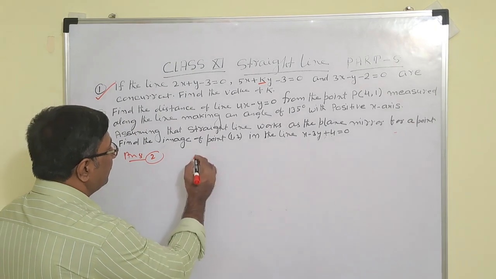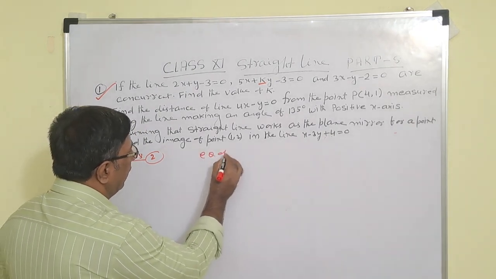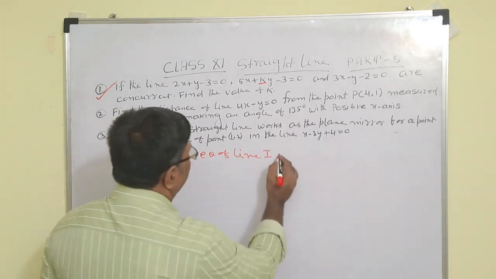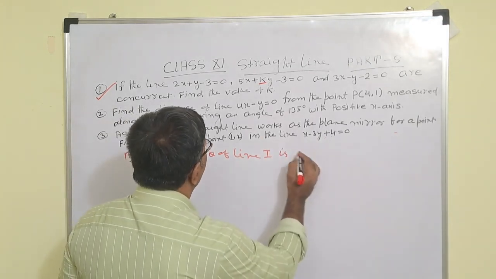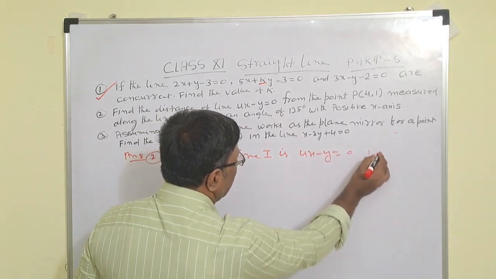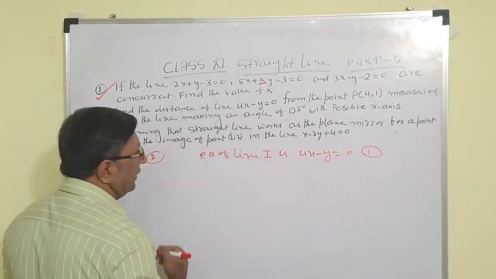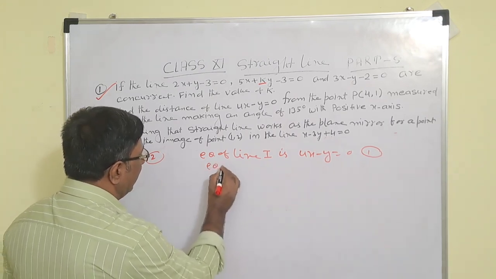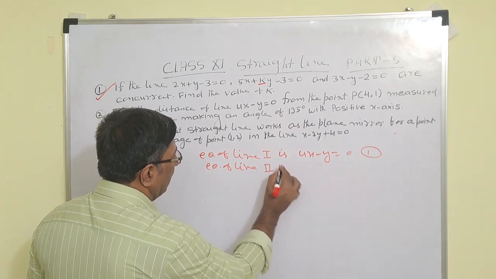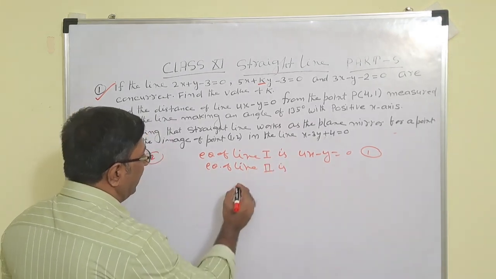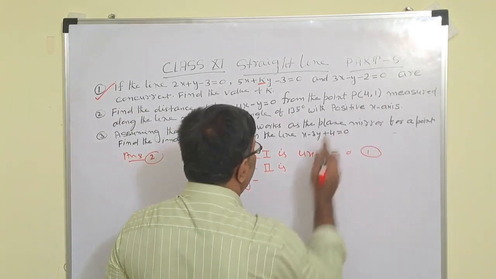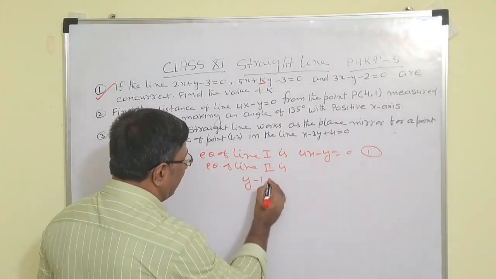So this is the equation of line first. It is given as 4x minus y equal to 0. This is the first equation. Now we will find the equation of line 2. So line 2 is what? The formula is y minus y1, where this is the point (x1, y1).